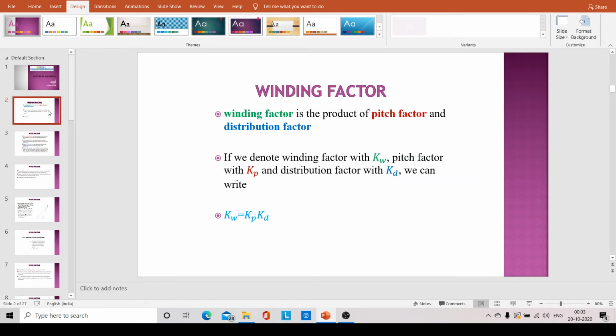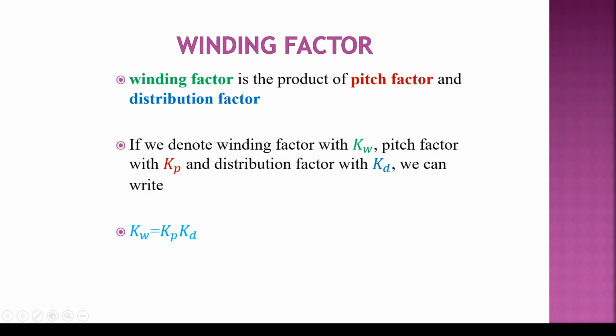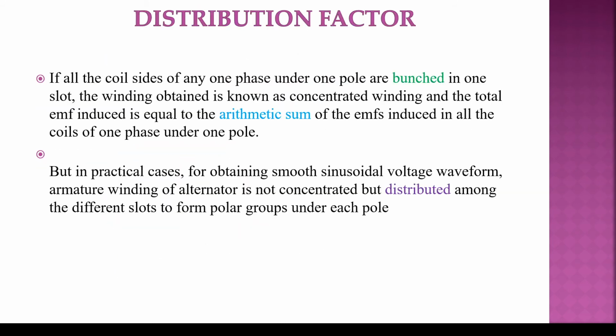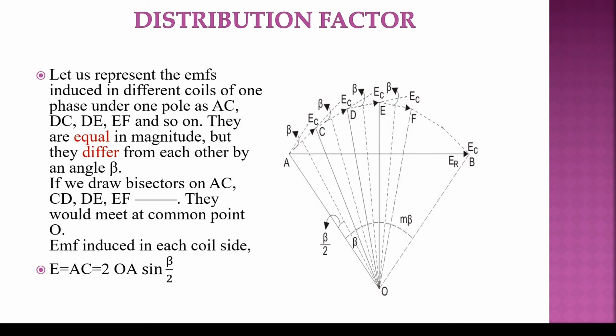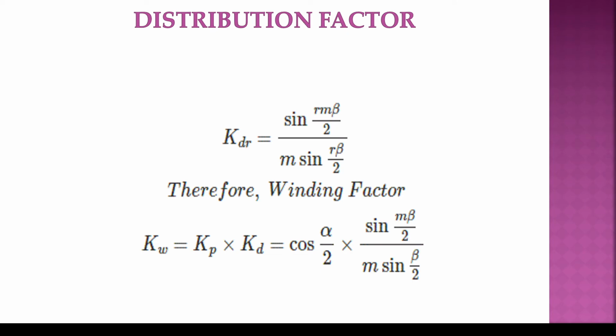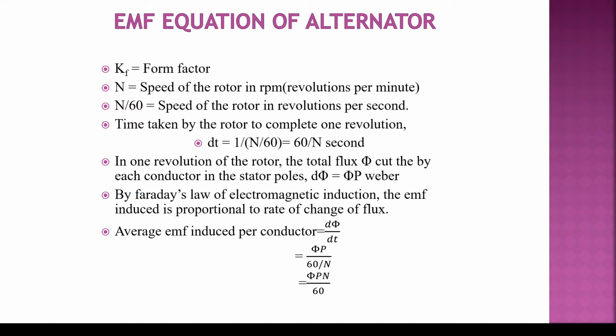We have already seen what is winding factor, pitch factor, and distribution factor. Winding factor is Kw, pitch factor is Kp, and distribution factor is Kd, and we have derived the equations for these factors also. So Kp is equal to cos alpha by 2 and Kd is equal to sin M beta by 2 by M sin beta by 2. Kf is the form factor here.